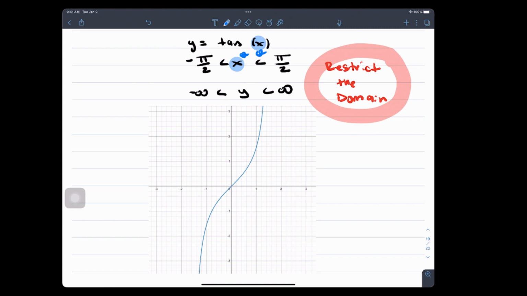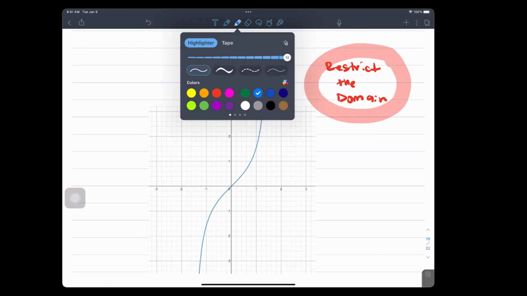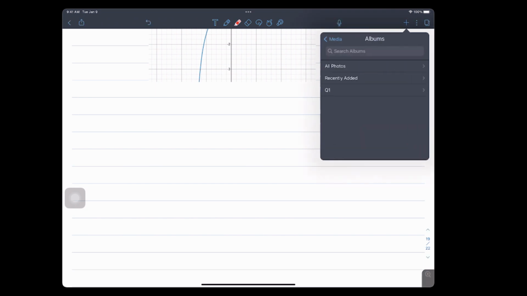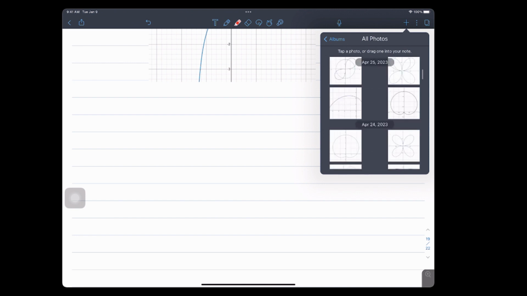Okay, so we restrict the domain. If you notice, you said, what are you talking about? Right in here. This is really quadrant 1 and quadrant 4. So I'm going to add this here for you guys to understand it as reference. I'm going to add that picture of this restriction.